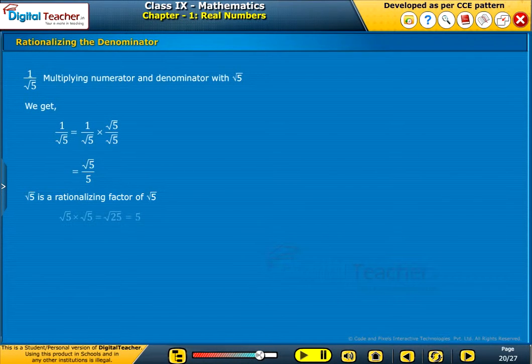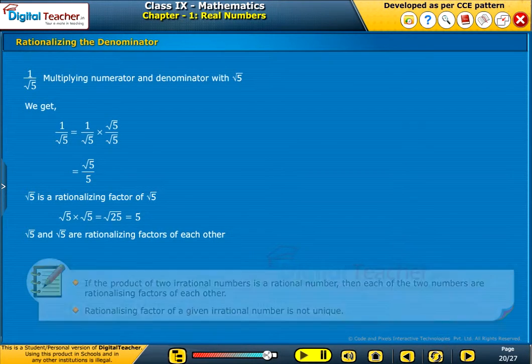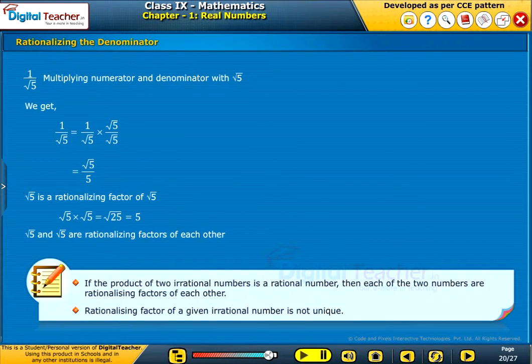Similarly, the product of root 5 and root 5 is 5. Here root 5 and root 5 are rationalizing factors of each other. Note, if the product of two irrational numbers is a rational number, then each of the two numbers is a rationalizing factor of the other. Rationalizing factor of a given irrational number is not unique.